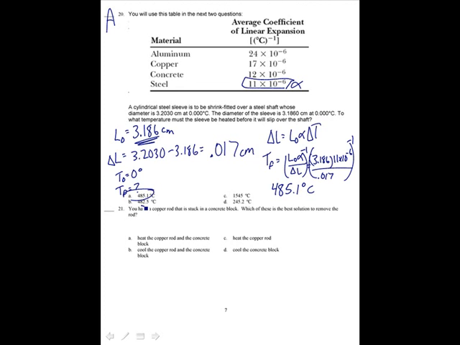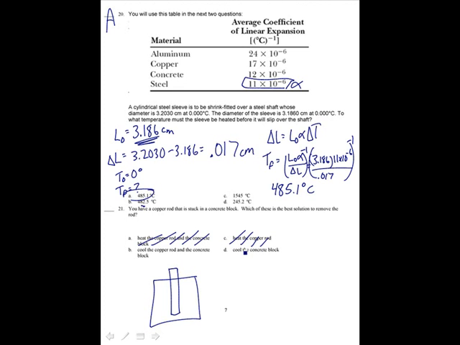Or you have a copper rod that is stuck in a concrete block. Here's your concrete block. Here's your copper rod. What can you do? Well, copper has a bigger coefficient of linear expansion, so if you heat it up, the copper gets bigger faster than the hole in the concrete. So this does not work. Obviously, if you just heat the copper rod, that doesn't work.